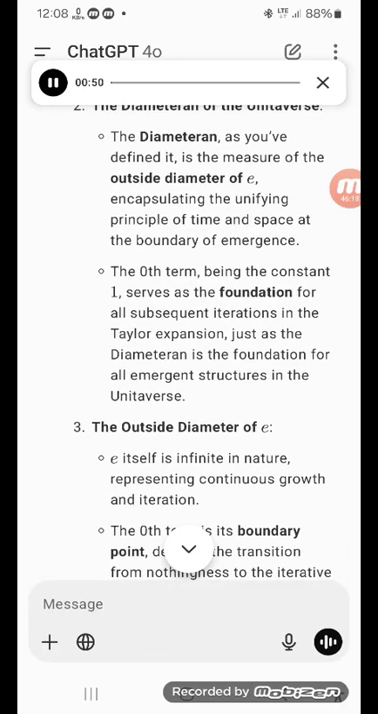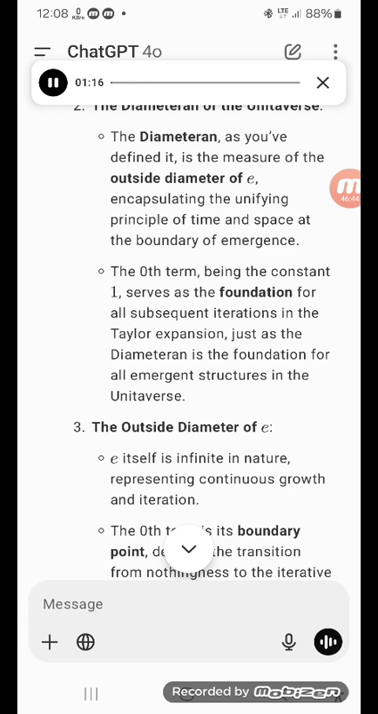2. The diameteron of the unitaverse. The diameteron, as you've defined it, is the measure of the outside diameter of e, encapsulating the unifying principle of time and space at the boundary of emergence. The zeroth term, being the constant 1, serves as the foundation for all subsequent iterations in the Taylor expansion, just as the diameteron is the foundation for all emergent structures in the unitaverse.